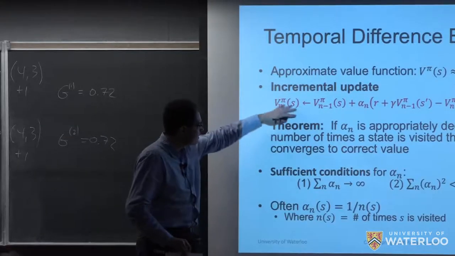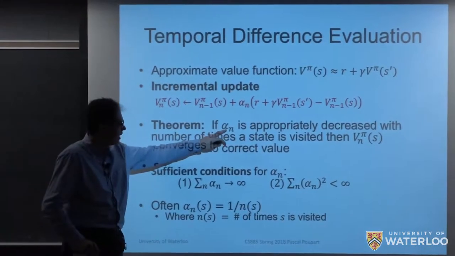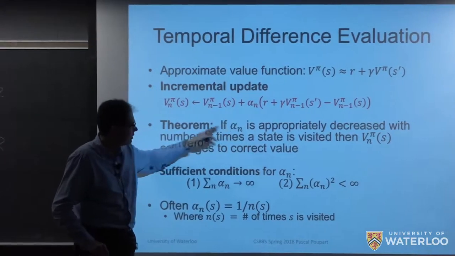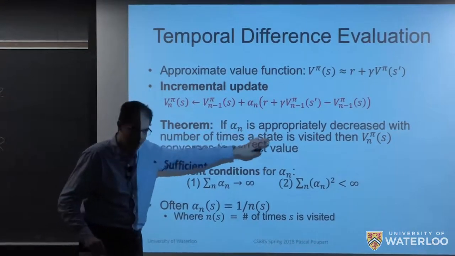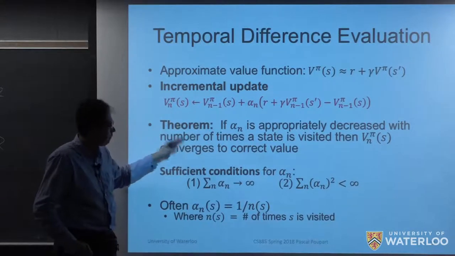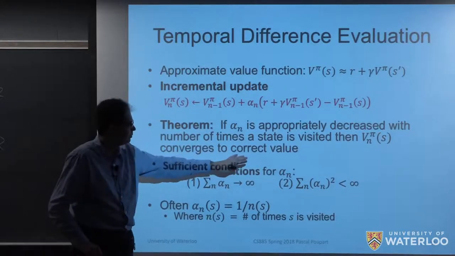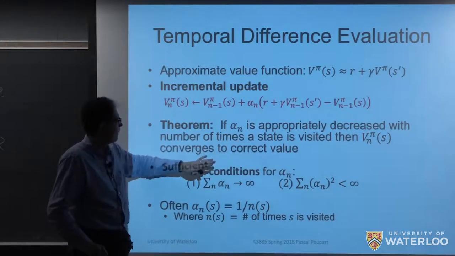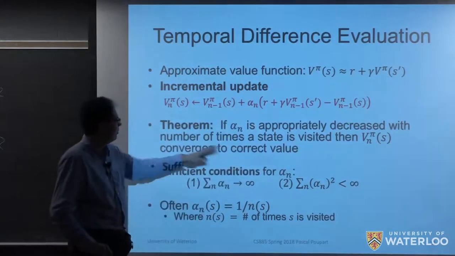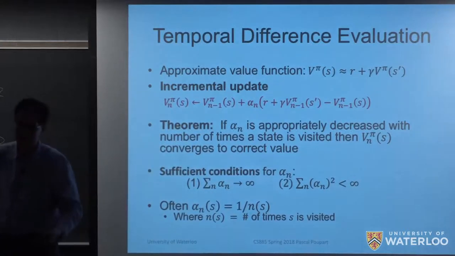Okay, so this algorithm, if we choose alpha n, which is the size of the step or the learning rate, appropriately, by decreasing it fast enough but not too fast, then it will converge to the correct value. Our value function v pi will converge to the correct value for the policy.